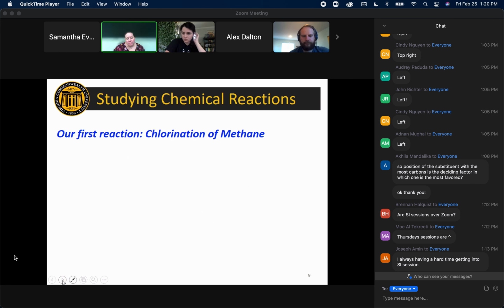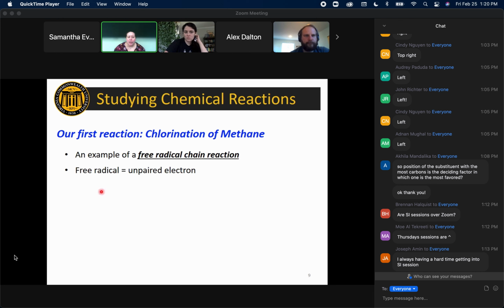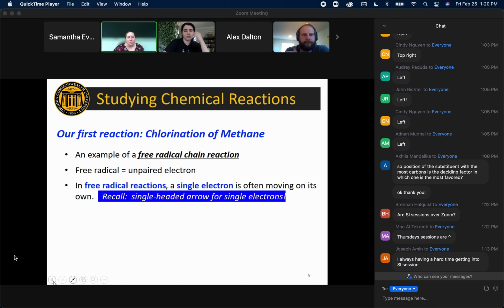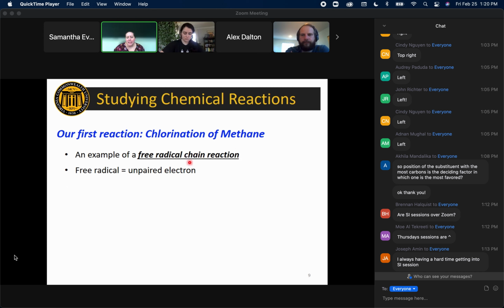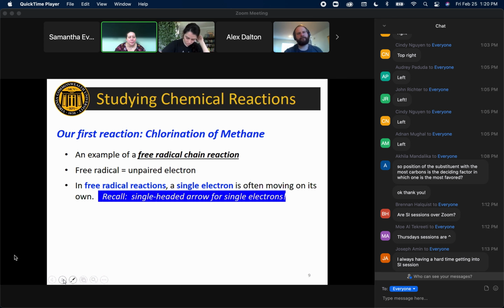For our first reaction, what we're going to use as a model reaction is the chlorination of methane. It's an example of a free radical chain reaction. There are two aspects of the name here. One is the free radical aspect, which means there's going to be an unpaired electron involved in most of the steps of this reaction. The other aspect is that it's a chain reaction. This should invoke images of dominoes falling over. Once we get that reaction started, it will regenerate and go through a cycle on its own. You'll see what I mean by that as we go through the slides.